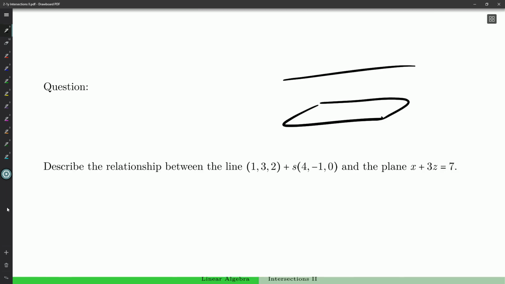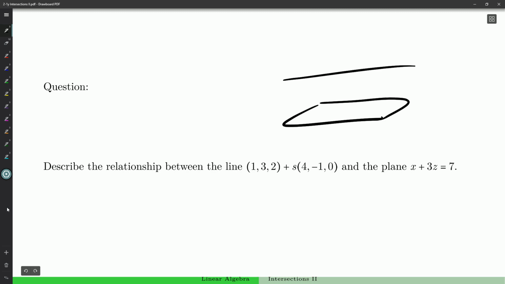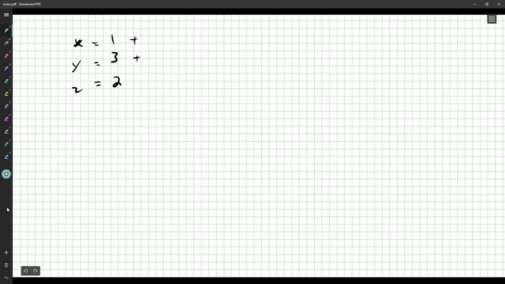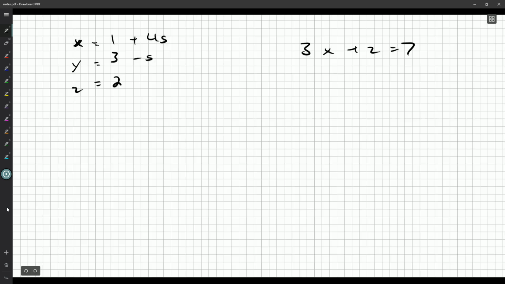Okay. So the point we're given is (1, 3, 2). And then we get the coefficients for s as 4s and then minus s, and then there was a 0, so we don't really do anything there. And then our plane is x + 3z = 7. Sorry, I had the coefficients in the wrong spots.